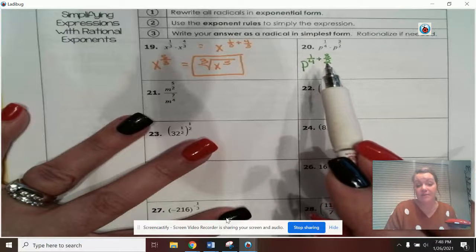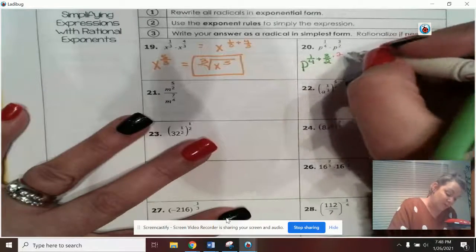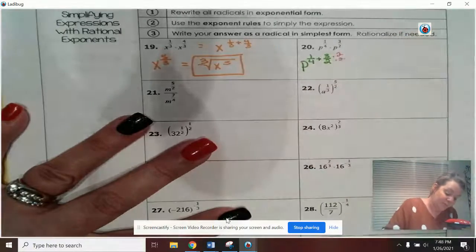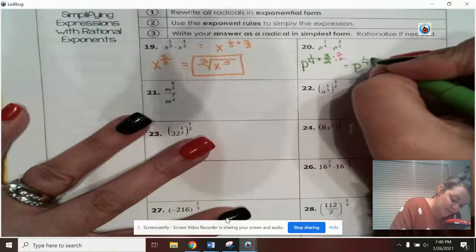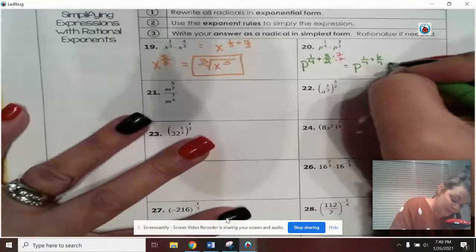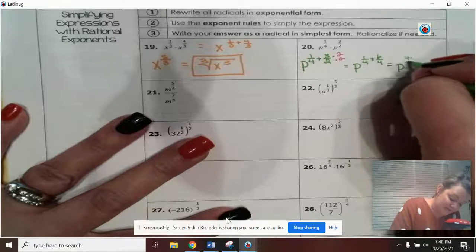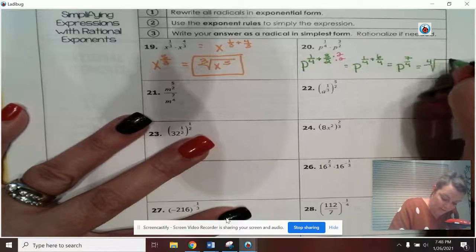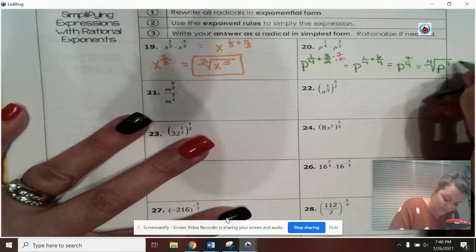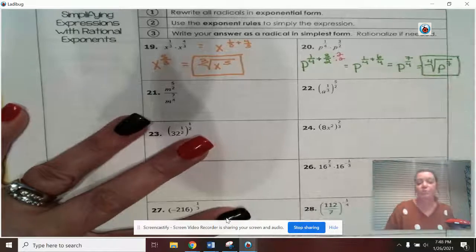This one, in order for this to be a 4, it needs to be multiplied by 2. So I'm just going to multiply this whole thing by 2. And when I do that, I get p to the 1/4 plus 6/4, which is p to the 1 plus 6 is 7/4. So I have the 4th root of p to the 7th. The number on the bottom is your root that comes on the outside.